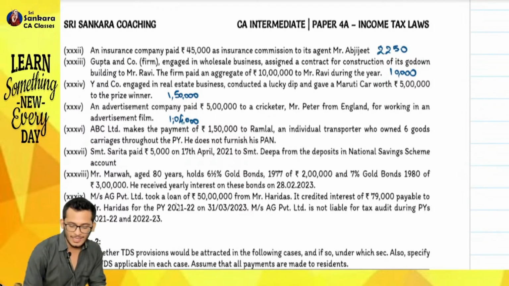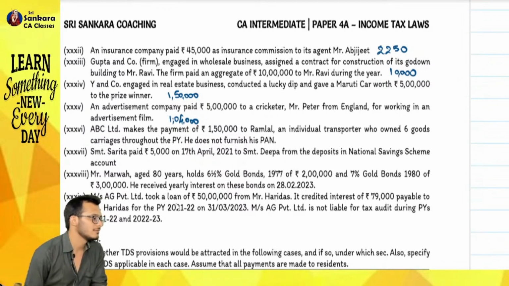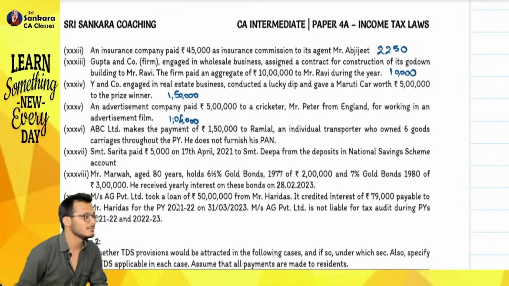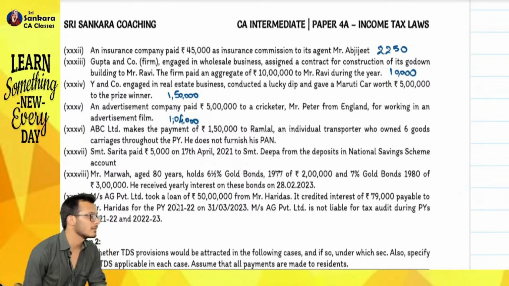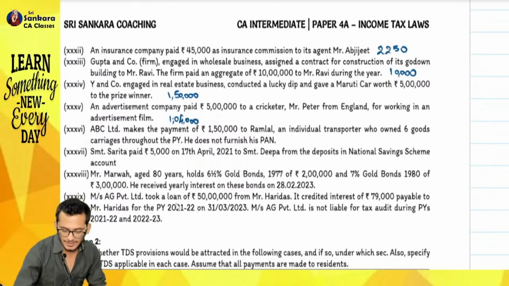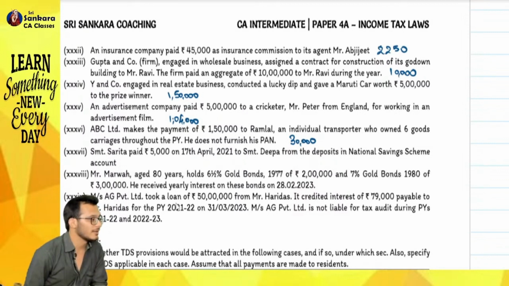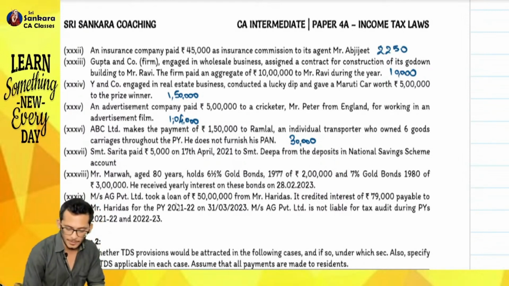ABC Limited makes the payment of 1,50,000 to Ramlal, an individual transporter who owned 6 goods carriages throughout the year, and does not furnish the PAN number. TDS rate? He has to satisfy both the conditions: give the declaration, and also furnish the PAN number. Did not furnish PAN number, so TDS rate is 20%. If you do not give a PAN number, the maximum rate of 20% will apply.